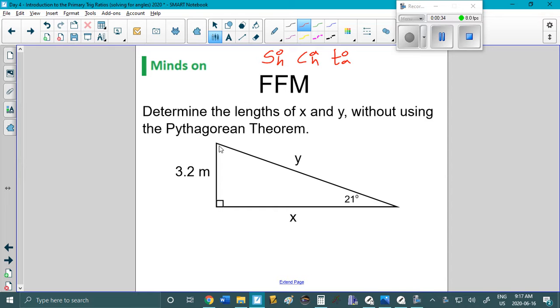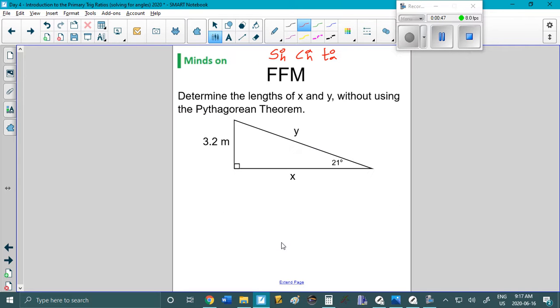Okay, so here's your first 5-minute question. Determine the lengths of x and y without using the Pythagorean theorem. I say this because once you get x or y, you could very easily use the Pythagorean theorem to find the third side, which is totally legit. But I would like you to use trigonometry both times here, just for practice. So I encourage you to pause it and try it now.